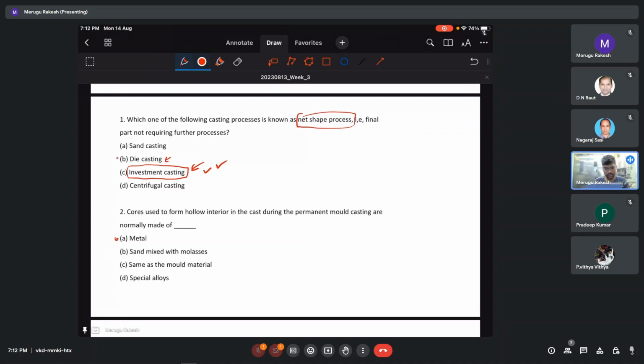And the second question is: cores used to form hollow interiors in the cast during permanent mold casting are normally made of metals. But in semi-permanent mold casting, we go for sand mixed with molasses, same as the mold material. That is also correct, but it is a special case. So generally we go for option A, which is metals.